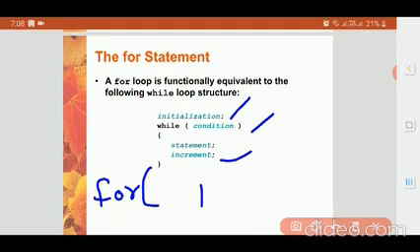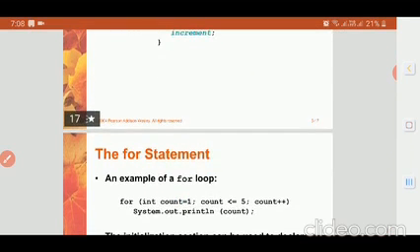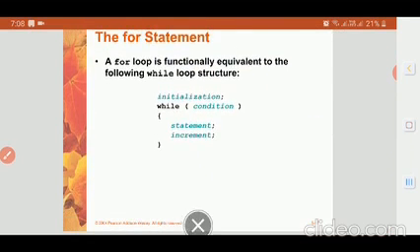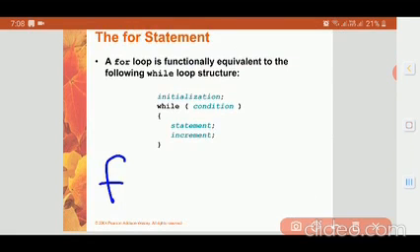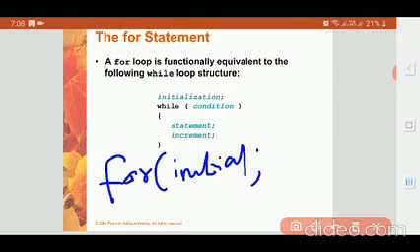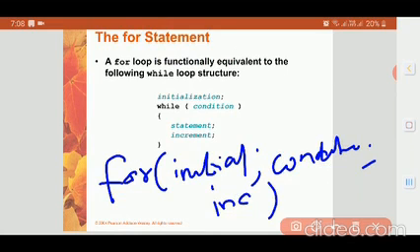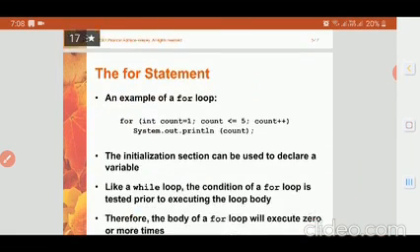First comes the initial value, separated by a semicolon. Then you will give a condition, then a semicolon. Then you will have an increment or decrement operator. So this is how the for loop syntax is designed.